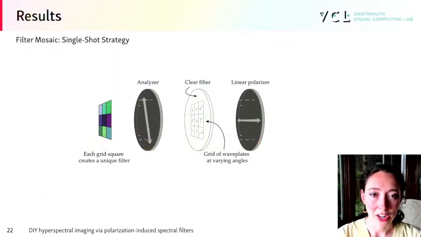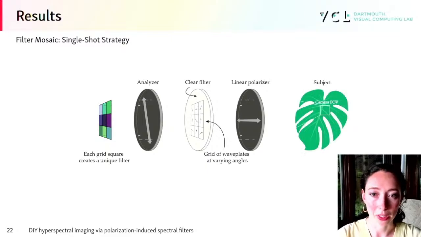Lastly, we show a variation of our system that trades off temporal multiplexing of our filters for spatial multiplexing, allowing our approach to become a single-shot strategy at the cost of spatial resolution. For this experiment, we cut out small squares of packing tape at varying angles and create a grid of them on the clear filter, allowing every grid square to become a separate filter. We then take measurements of a monstera leaf, allowing the leaf to occupy the camera's field of view.